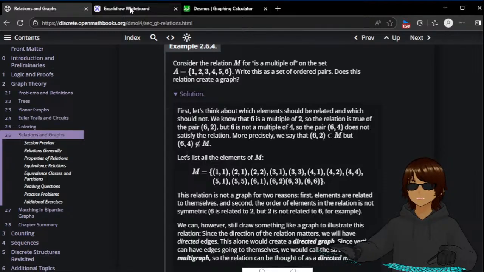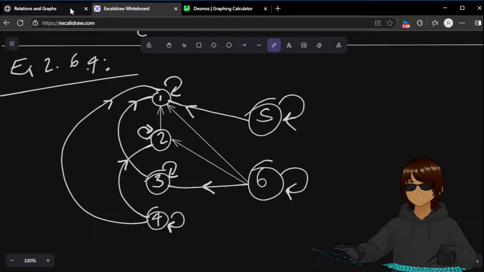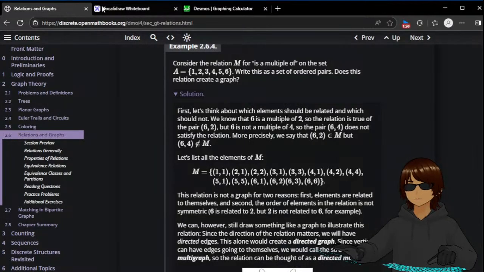So (1, 1), (2, 1), (2, 2), (3, 1), (3, 3), (4, 1), (4, 2), (4, 4), (5, 1), (5, 5), (6, 1), (6, 2), (6, 3), (6, 6).